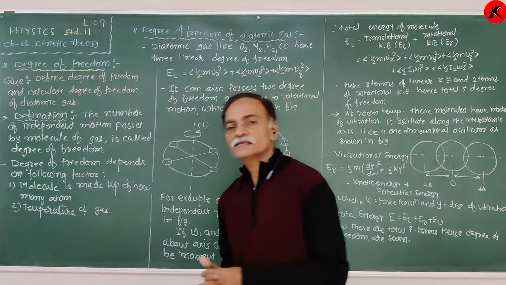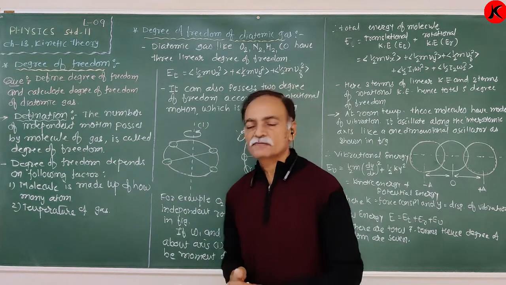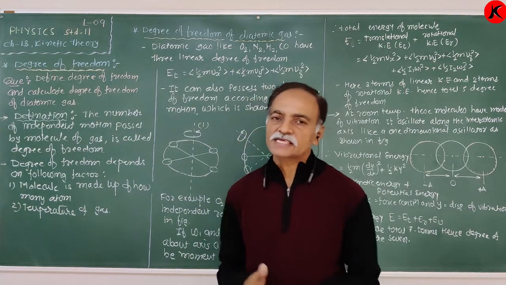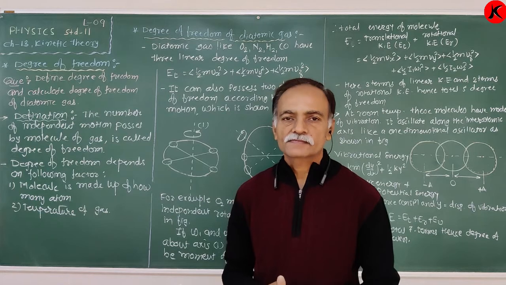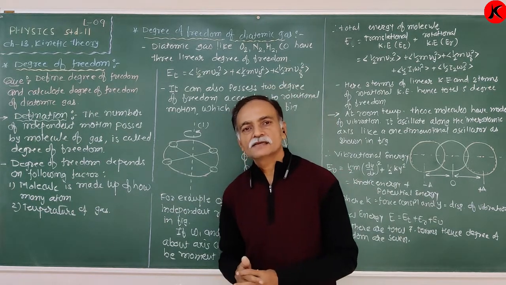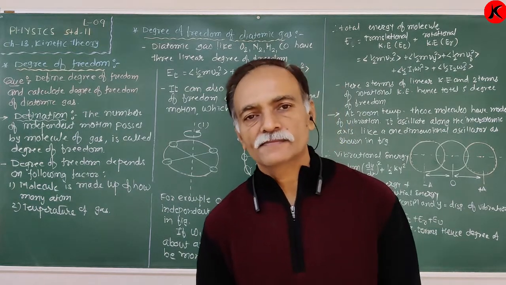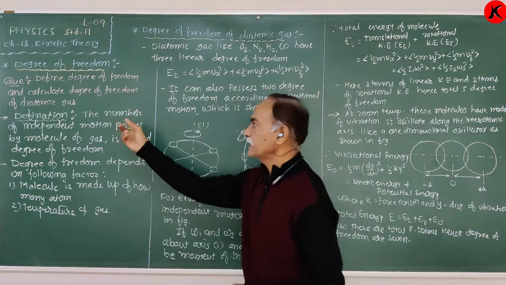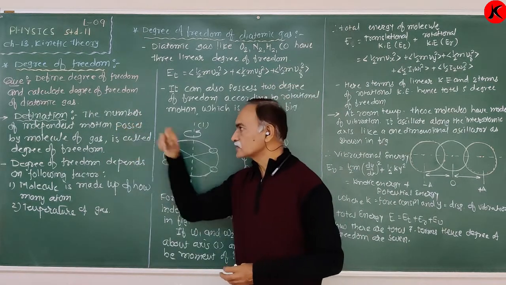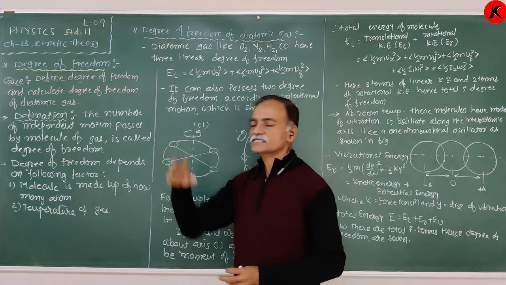Okay, now again the definition of degree of freedom. The number of independent motions possessed by a molecule of a gas is known as the degree of freedom. How many possible independent motions are there for a given gas? That is known as its degree of freedom. Again we repeat the definition: the number of independent motions possessed by a molecule of a gas is known as the degree of freedom.